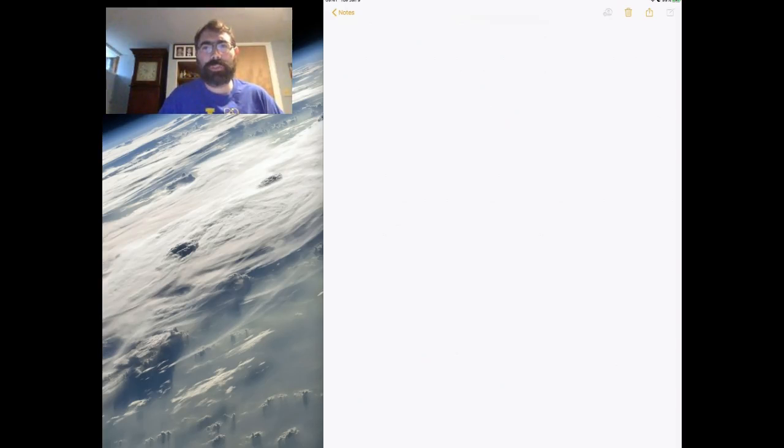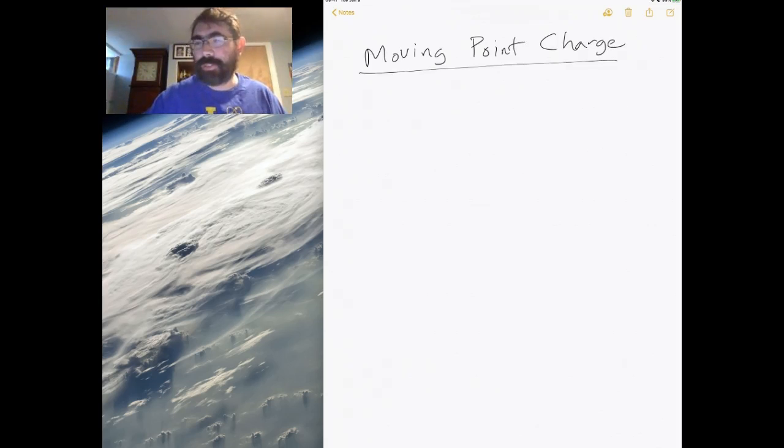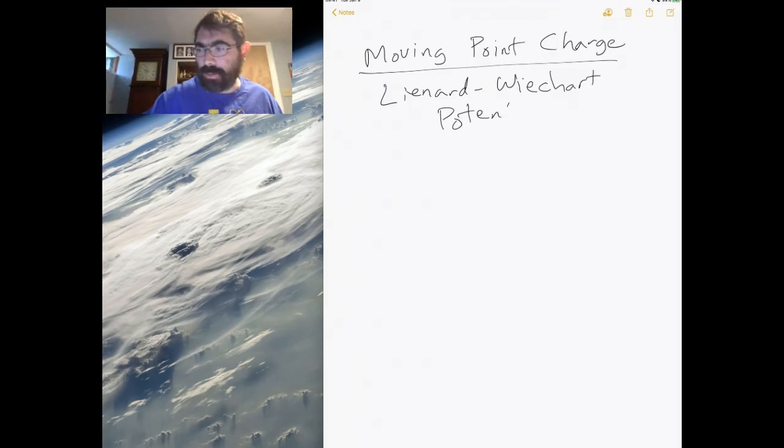In the next series of lectures, what I want to do is start to analyze moving charges. We'll start with the simpler case of a moving point charge. And this is what we're going to work out, something called the Liénard-Wiechert potentials. Okay, so let me lay out the scenario for it.